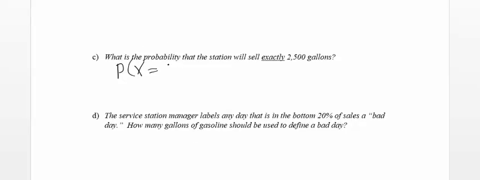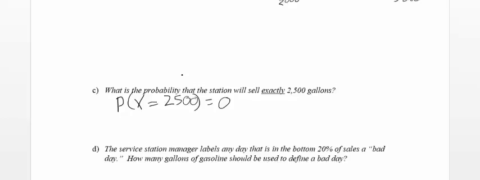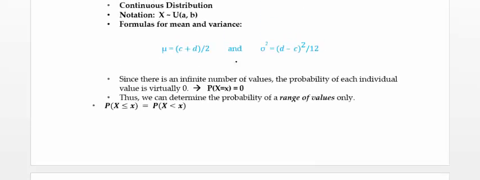Part C, what's the probability the station will sell exactly 2,500 gallons? Probability that X equals 2,500 is 0. This is a continuous distribution. We can only calculate probabilities for ranges of values. So kind of a trick question. Again, look to these properties and formulas for further understanding about that for a continuous distribution.